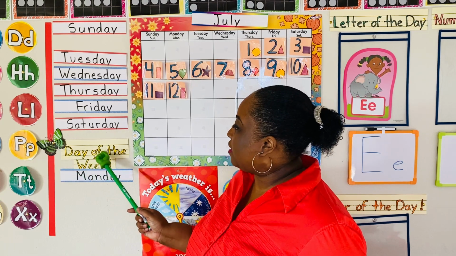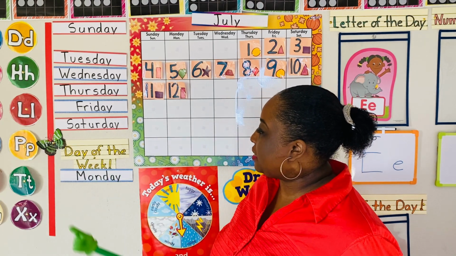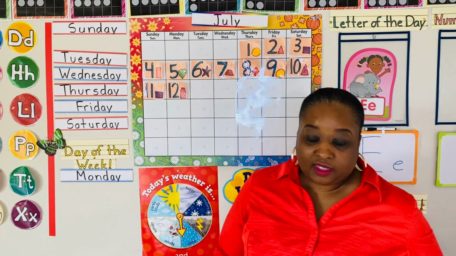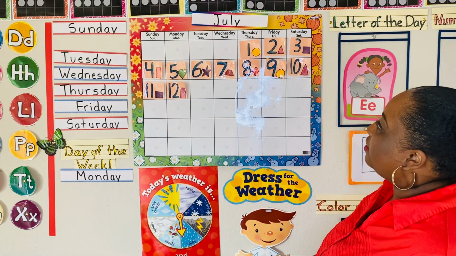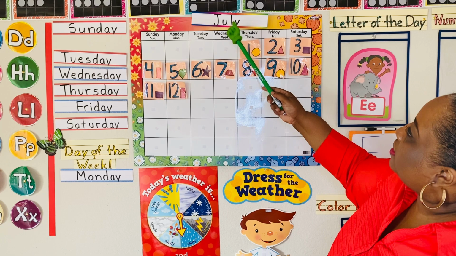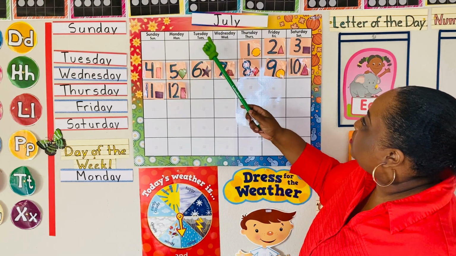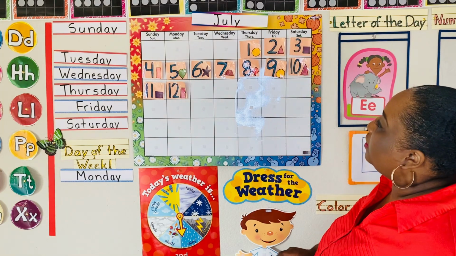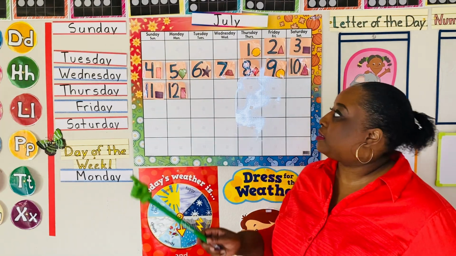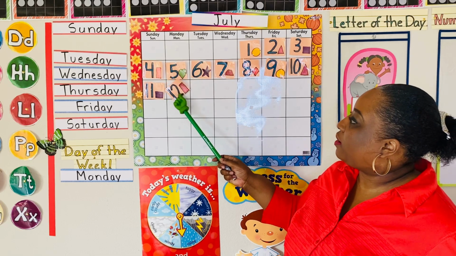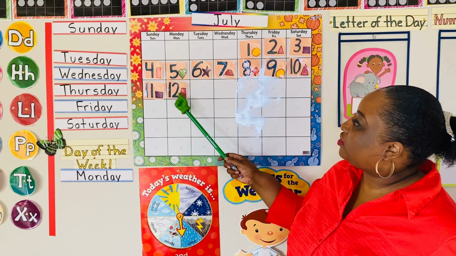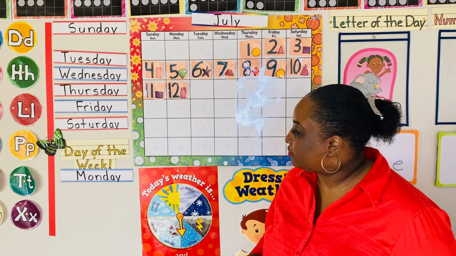The day of the week is Monday. And let's look at it up on our calendar. So this month is July, okay? And we have Sunday, Monday, Tuesday, Wednesday, Thursday, Friday, and Saturday. And today is Monday the 12th, okay? And on our 12, we have a little rectangle there.